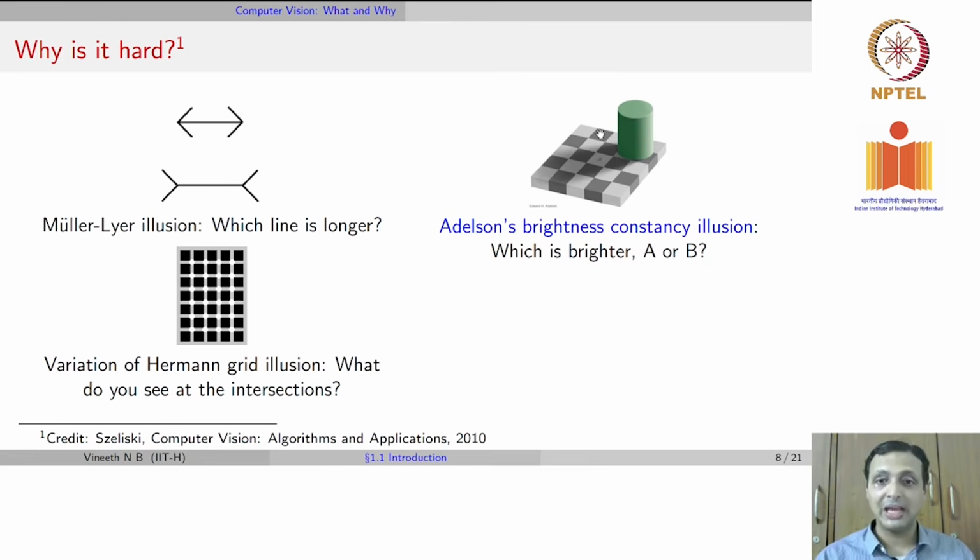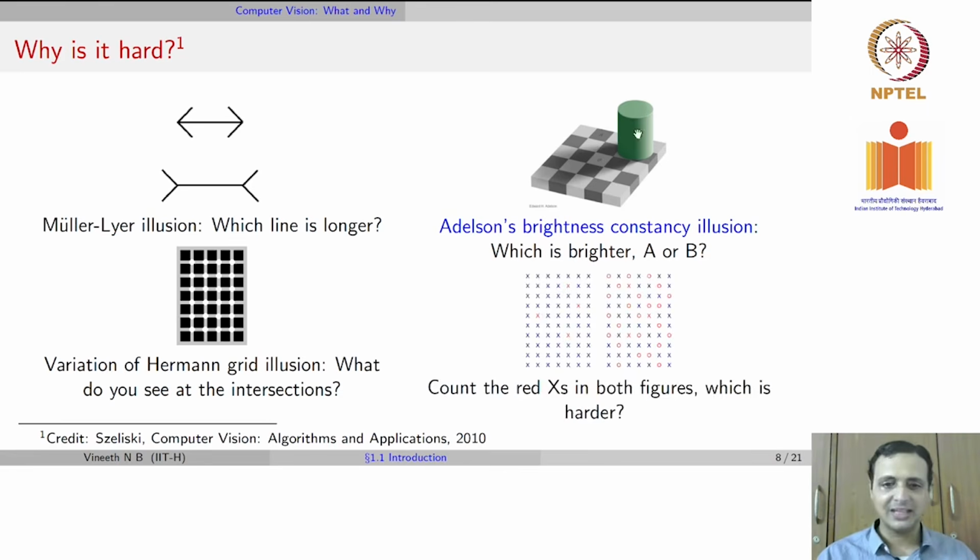The truth of it is A and B have exactly the same intensity at the level of a pixel. The pixels that are there in the A block and the B block exactly have the same intensities. This can be a little surprising, but that's once again based on how the human brain uses context. It probably understands that there is a shadow falling on B and it compensates for that to make B look brighter than A, but A and B exactly have the same pixel intensity. Once again, the brain does an amazing job here, but to make a computer do this job is hard.